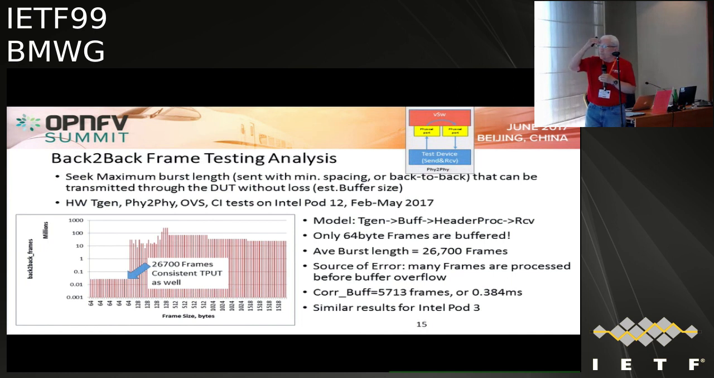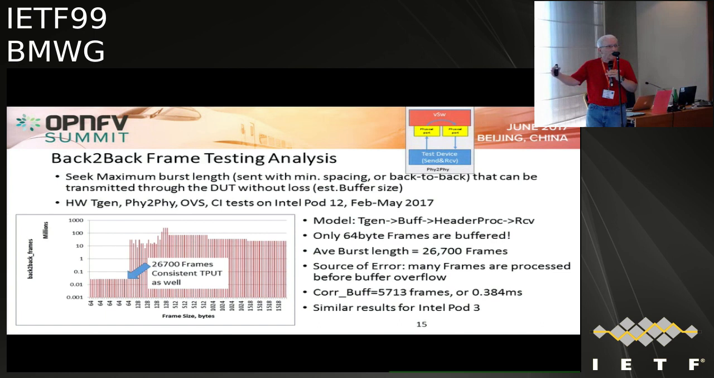All right, so finally, we're going to look at the back-to-back frame testing analysis. So this is a section in RFC 2544. The goal of the test is to seek the maximum burst length where the packets are sent with the minimum packet spacing on Ethernet. So they have a minimum Ethernet frame gap and a preamble. That's the only thing that separates them. They're transmitted through the DUT without loss.